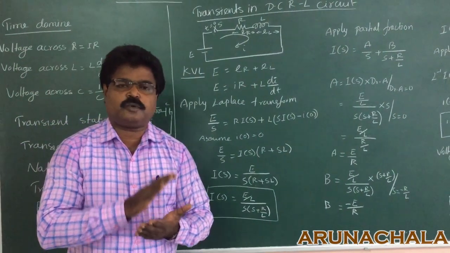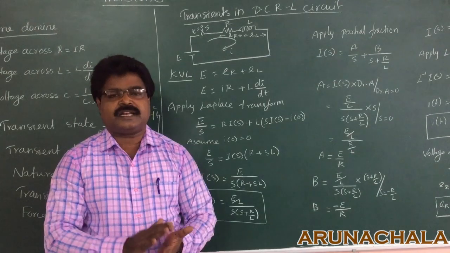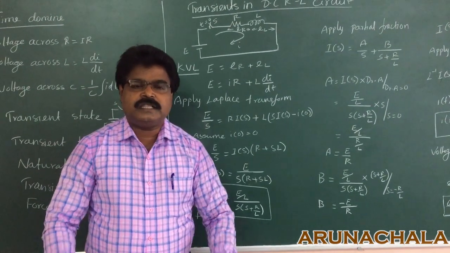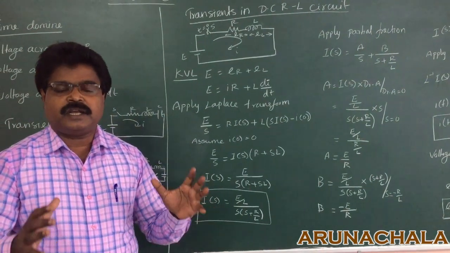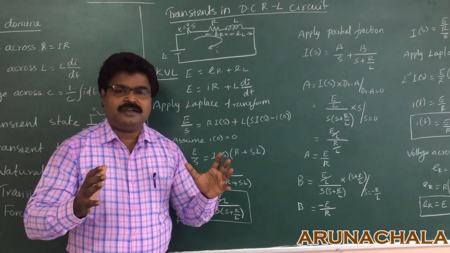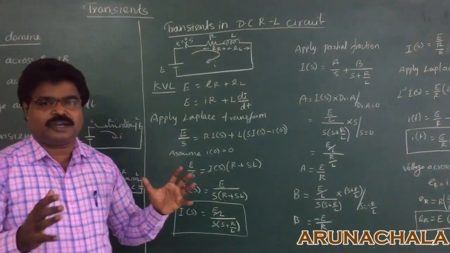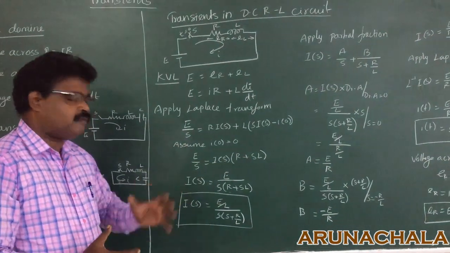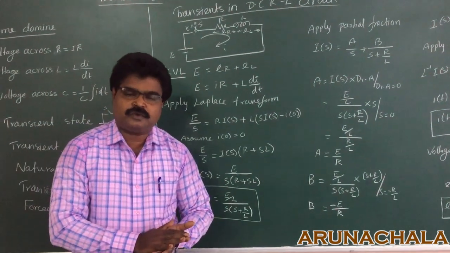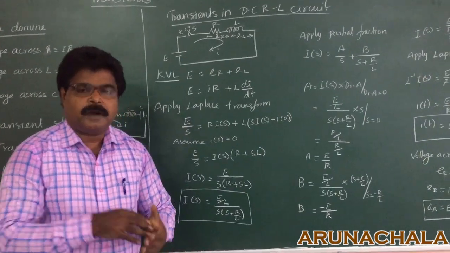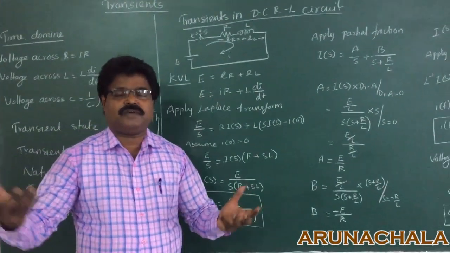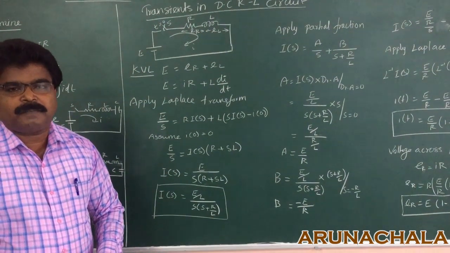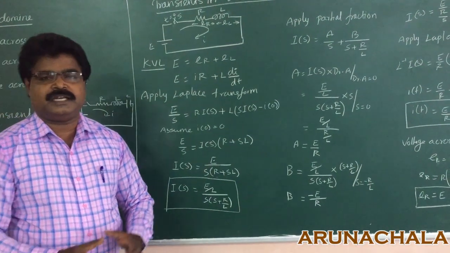So this is the standard procedure for all transients, RL transient or RC transient or RLC transient, whether it is AC or DC. You have to write the Kirchhoff's voltage law equation. You have to substitute the formulas in time domain, voltage across the resistor and voltage across the inductor, right? Then you have to find I of s. Then apply partial fraction to separate the terms. Then find the values of A, B, C, D, whatever it may be. Then substitute the values of A, B, C in I of s. Then apply inverse Laplace, and we will get I of t. That is our aim.